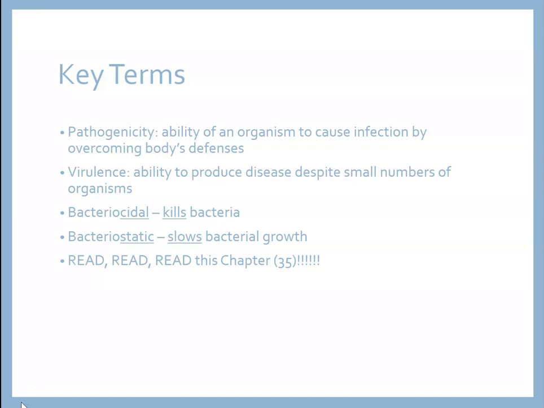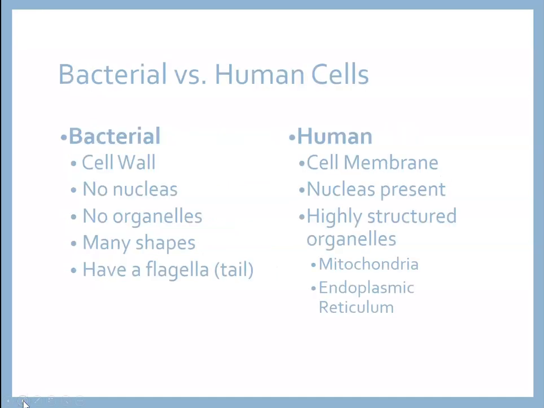Bactericidal means that cidal, like suicidal, kills bacteria. And bacteriostatic means just what it says. Static or stasis means that it slows bacterial growth. And if you were ever going to read a chapter of your pharmacology book, this is the one that I would read. I think it's easy to understand, and has some great illustrations in it to help you with the antibiotics.